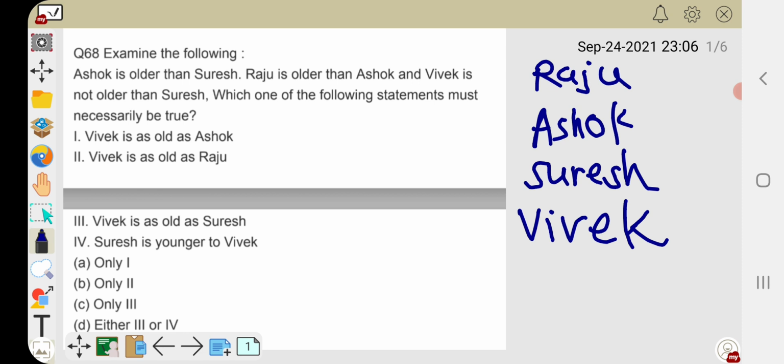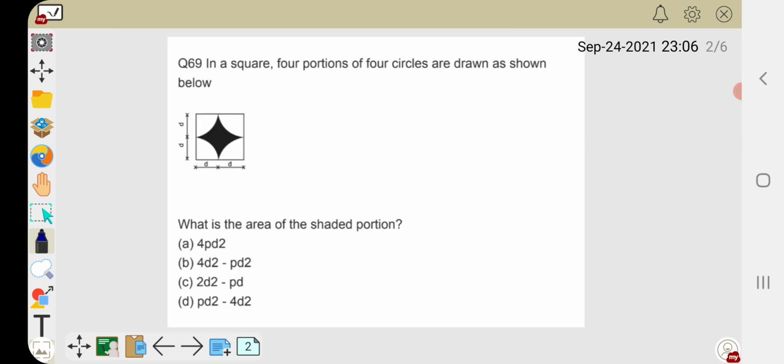As it is given that Vivek is not older than Suresh, we can easily say that Vivek can be of the same age as Suresh, but Vivek cannot be older than Suresh. So here Vivek and Suresh can have the same age. So only statement three can necessarily be true as per the given condition. So option C is the right answer.